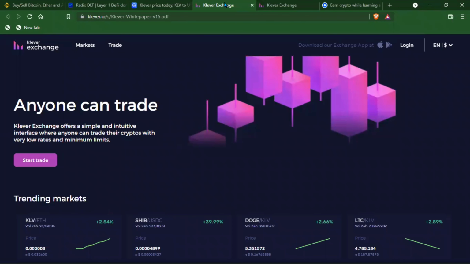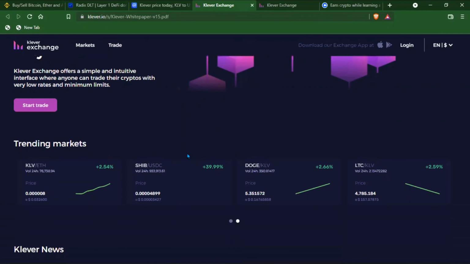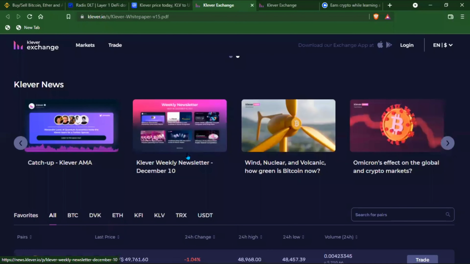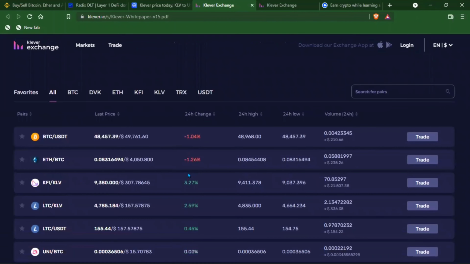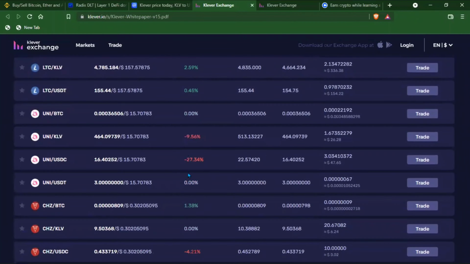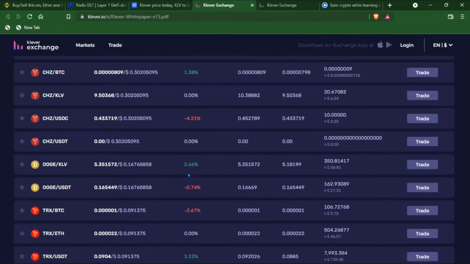This is the Klever exchange. This is one of the KLV use cases, which, as you can see, has a popular black kind of user interface, which actually makes a lot of sense. So you just start trade here. If you want to trade, you look around, read about the Klever news, the Klever newsletter. These are all the blockchains currently on the Klever ecosystem, which are BTC, ETH, KFI. KFI is like a governance token of the KLV ecosystem, LTC. It supports 10 blockchains. So you probably find most of your everyday crypto on the exchange anyway.